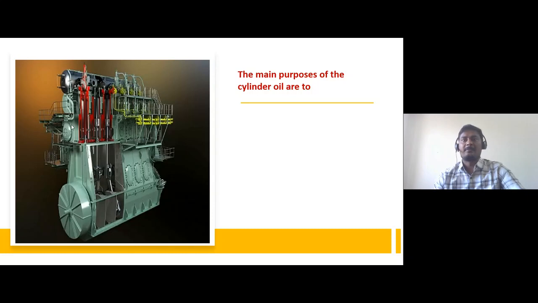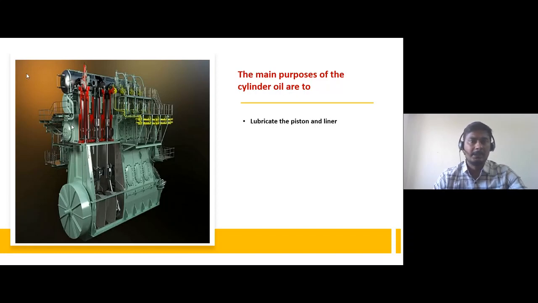What is the main purpose of cylinder oils, why do we need to use them, and what is their importance? The main purpose is that the lubricant is used in the piston and liner. This is the piston in the two-stroke engine. The oil comes in from here, and the feed rate can be set. It is sprayed on the liners and rings, so it reduces friction and provides wear protection.